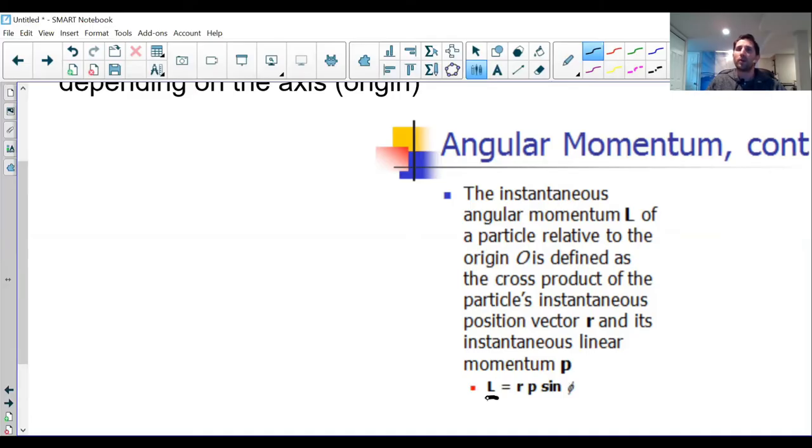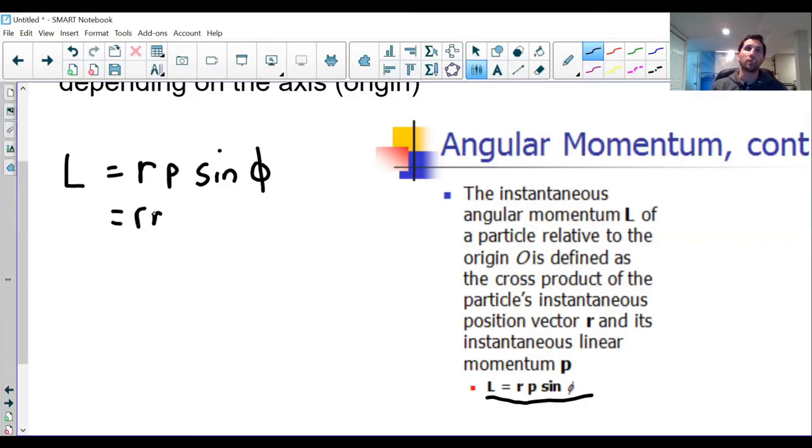Now, one of the biggest things I want you to recognize here, and I'm going to write this over here. So this is what they're saying. L is equal to r p sine of the angle between them. Okay. Now, we can break down p and say that's equal to m v. So we could say r m v sine of the angle. And really, when we do that, it's the angle between the velocity and the position vector to get the angular momentum vector.